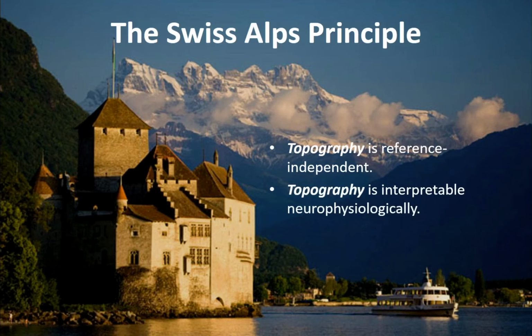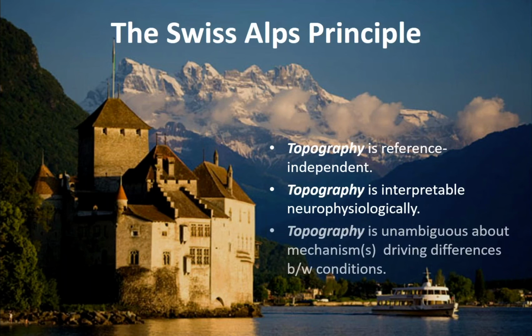Helmholtz already described this back in the mid-late 1800s. If you have a change of topography, it's a change of the network active in the brain. And therefore, it's unambiguous about what's driving a change in topography. So let me show you exactly what I mean. You already got a hint of that in some of the prior slides.